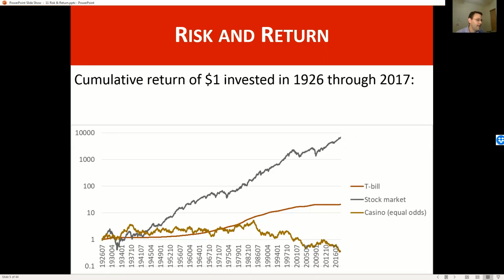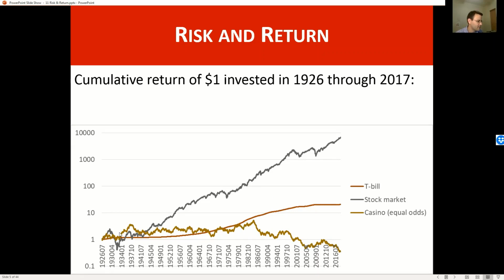And then the third investment I plotted was a fictional casino. Like you go and every month you bet on a coin toss. And if it's heads, you get a positive return. If it's tails, you get a negative return, kind of equal proportion. So it's an equal odds casino. It's just a fiction, right? You're never going to see this in the real world, but just to illustrate what that would look like.